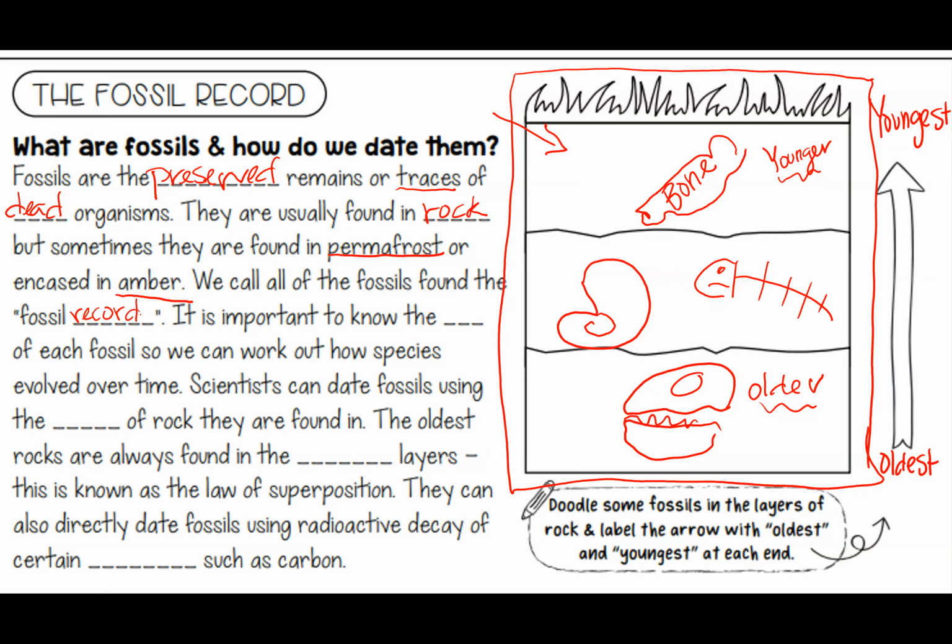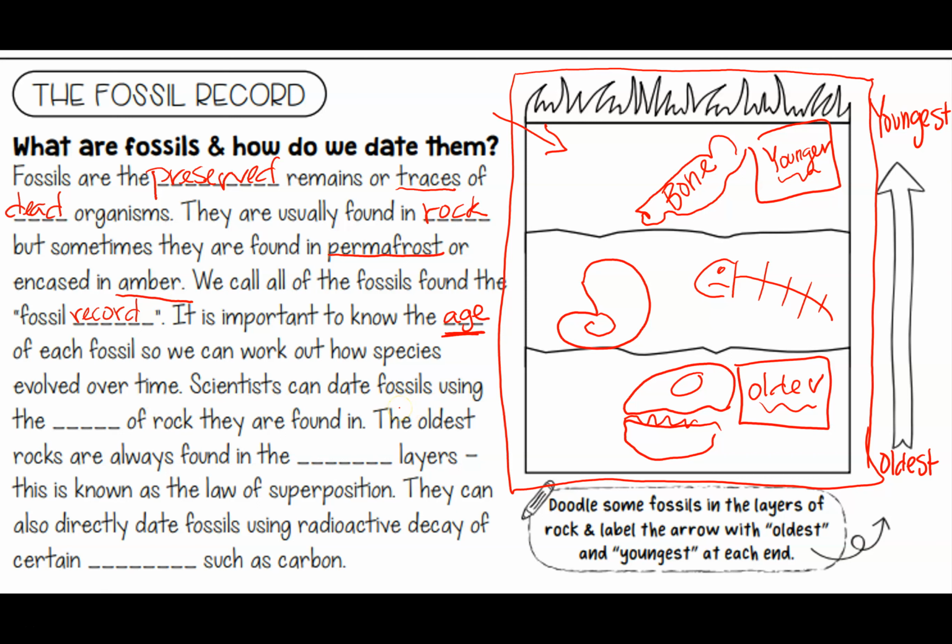Okay, it's important to know the age of each fossil so that we can work out how species evolved over time. Okay, so right now in these layers, the only thing that we know is younger and older. We don't have an exact date. We just know that the bottom layer is older and the top layer is younger. So that's our age right now.